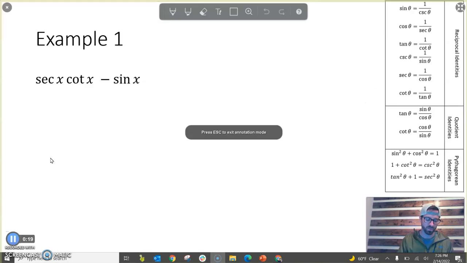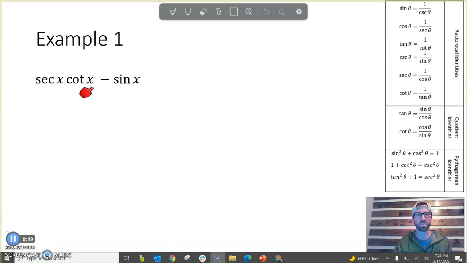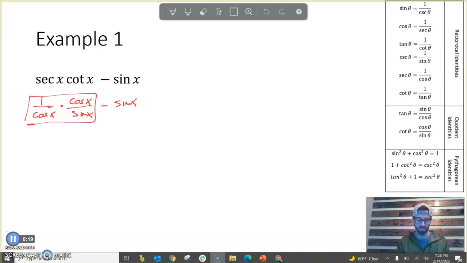So if we start with this one, it says secant x cotangent x minus sine x. Whenever we're doing these, one of my rules of thumb is I like to write everything in terms of sine and cosine. So we know secant is 1 over cosine, cotangent is cosine over sine, and then we're subtracting sine, which is already in terms of sine, right? Looking at this part over here, we have cosine over cosine, which is going to cancel. So that simplifies to 1 over sine x minus sine x.